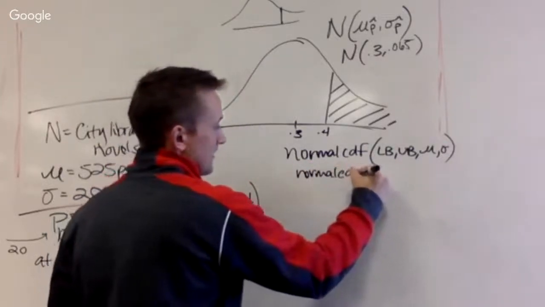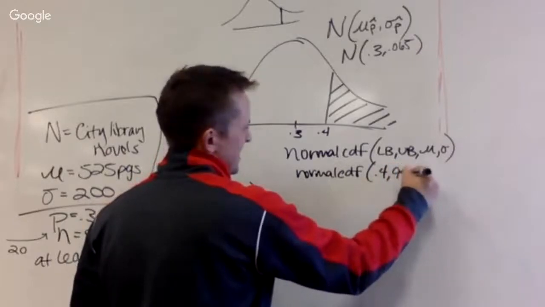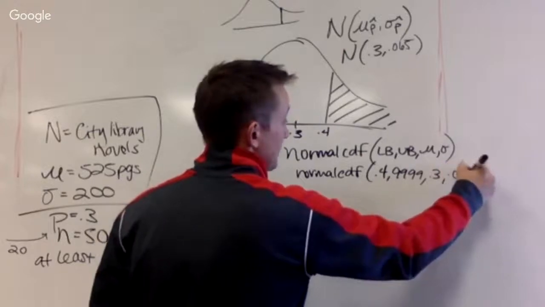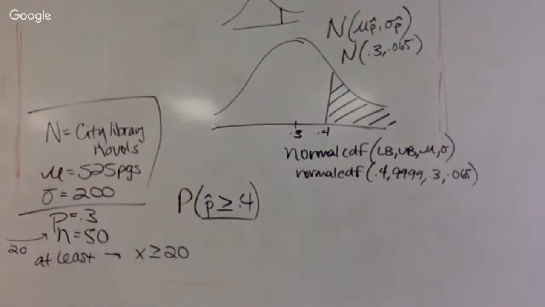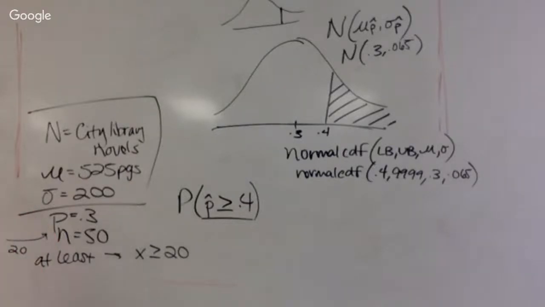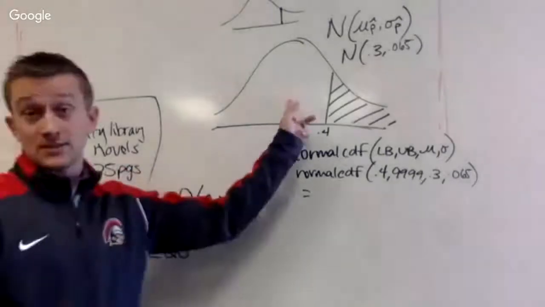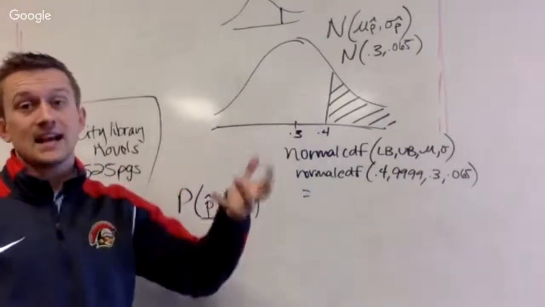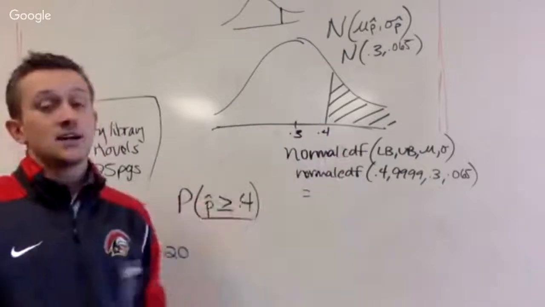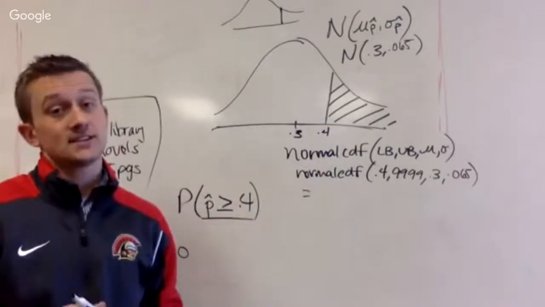So my lower bound is 0.4. Upper bound is just a high number, it doesn't matter. Mean is 0.3. Standard deviation is 0.065. Now, if you remember, the binomial was like 0.08 something. When we do this, I don't remember the exact number, but I know that it's going to be a little off, like 0.01 or 0.02. But that's okay. This is an approximation, and it's not an exact value. Both of the answers, using either the binomial or the normal distribution, are acceptable.